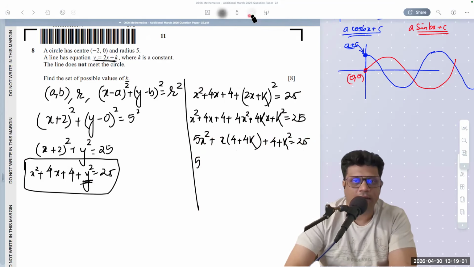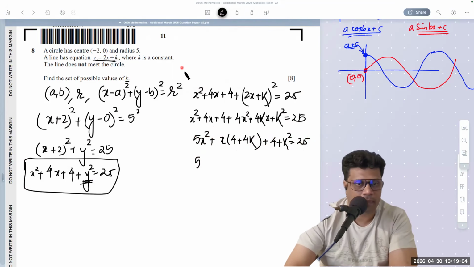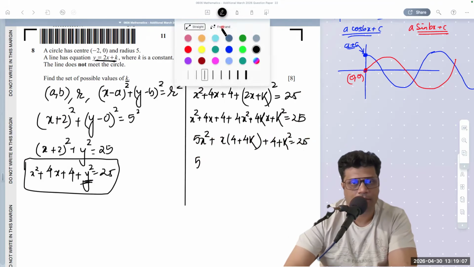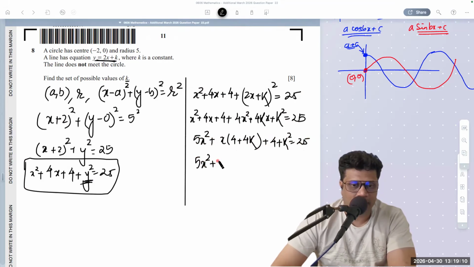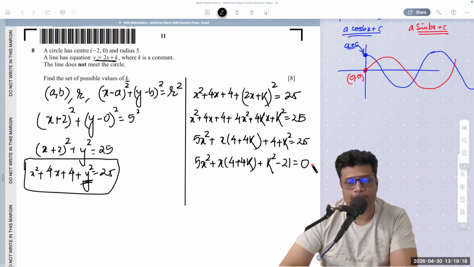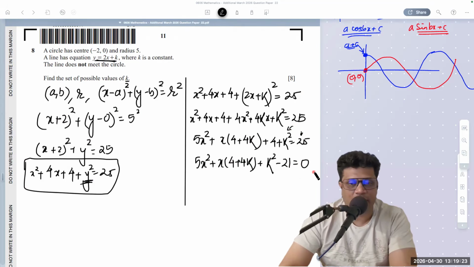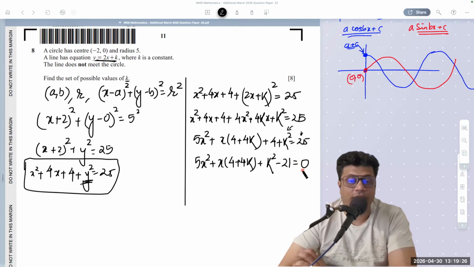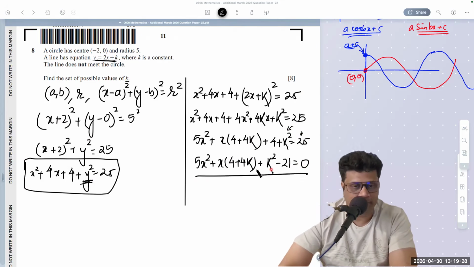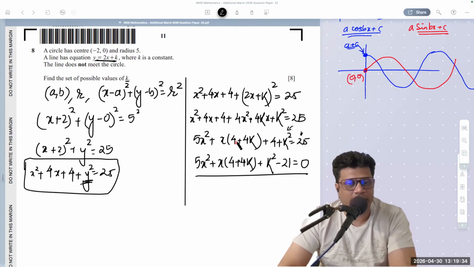So you are looking at 5x square plus x times (4 plus 4k) plus k square minus 21 equals 0. Remember to take the 25 to the left. That's when you have a nice quadratic equation that you can either solve or go with for other details they would want. So k square minus 21 with a 4 and a 4kx.